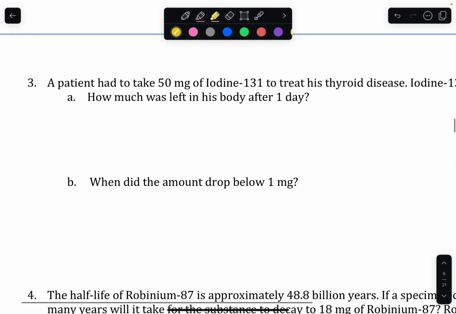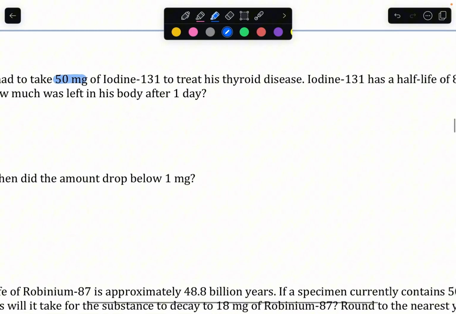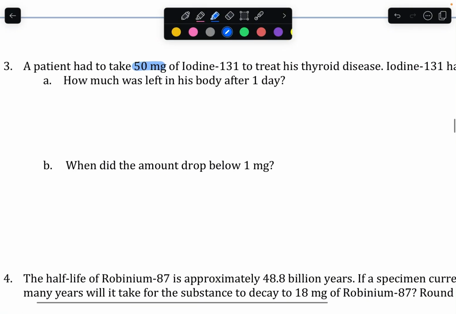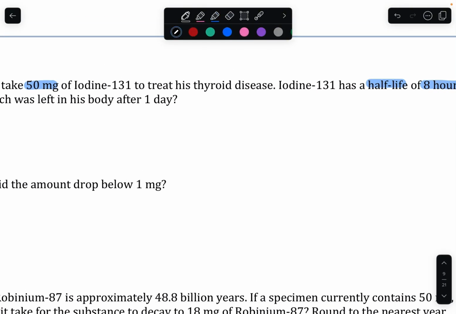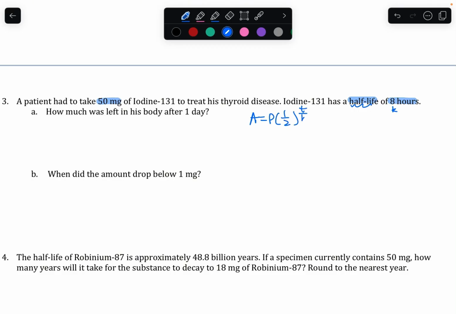Okay, for number 3, a patient had to take 50 milligrams of iodine 131 to treat his thyroid disease. Iodine 131 has a half-life of 8 hours. Okay, and so that 8 hours is going to be our K value. As soon as I see that word half-life, I know I am using the formula with the 1/2, and then you have T divided by the K.